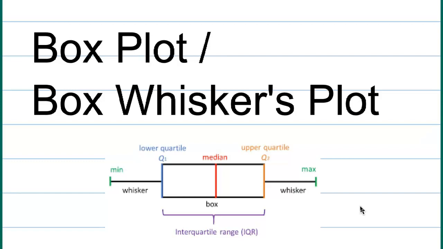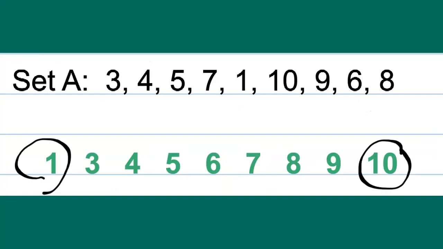Let's look back at the examples that we had previously. Let's look back at set A that we had when we had a lesson on measures of variation. These are the set of numbers, and then we arrange it from lowest to highest. We need to know the lowest number and the highest number. So we need those two numbers in creating a box plot.